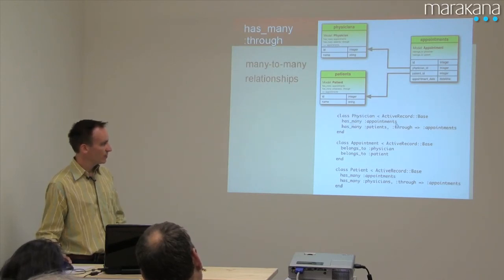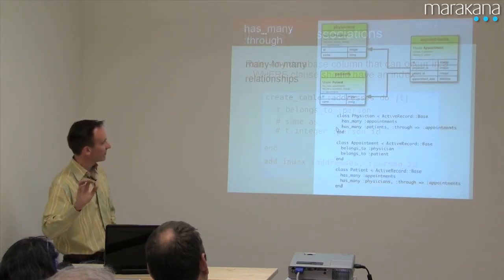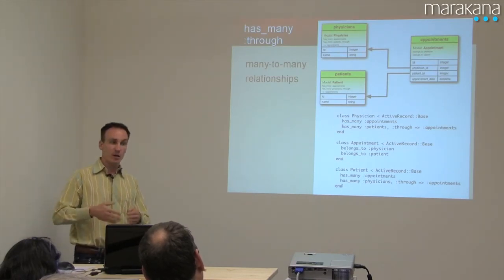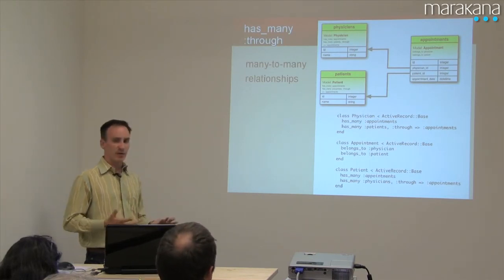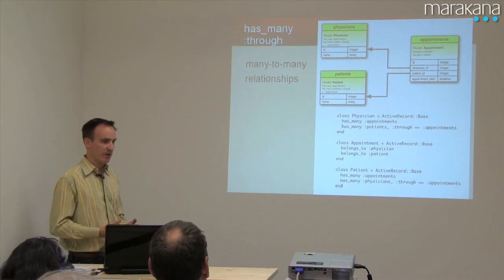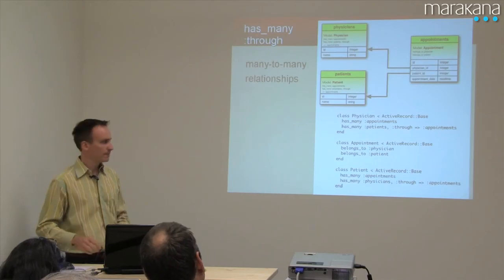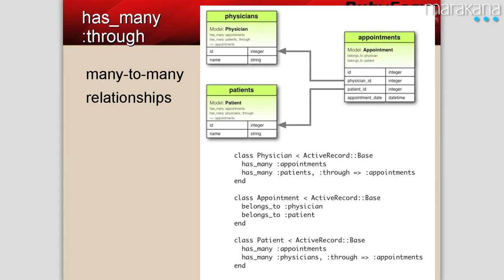So the physician has many appointments. This is the first requirement. And then the physician has many patients through appointments. And the second line makes available the physician.patients. So you can call it directly and ignore the whole thing that goes on underneath with the joining and everything. That's the power. The method that gets made available is transparent to the join table in the middle. Same for the patient. It's symmetrical. And then the appointment has two belongs to relationships only.